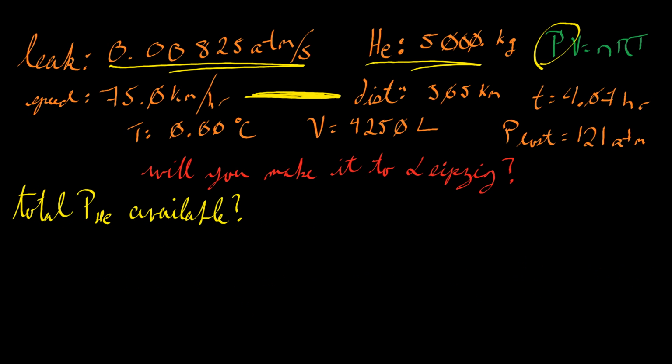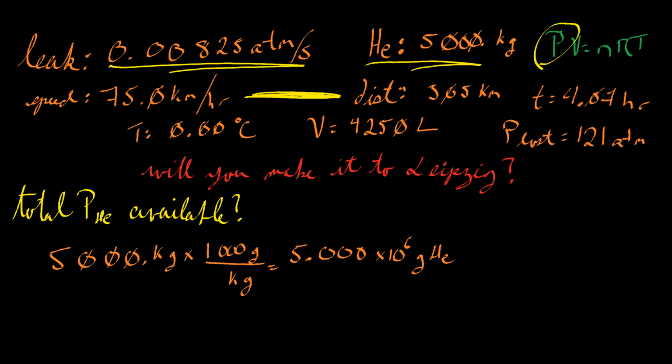Well, first things first, we can't do much with kilograms. I mean, well, we can do a lot with kilograms. We just can't do math with kilograms. Well, we can. We're going to have to. In fact, we're going to have to convert from kilograms to grams because I don't know the molar mass of helium in kilograms. So we convert from kilograms to grams by multiplying 5,000 kilograms by 1,000 grams per kilogram. And that gets us 5.000 times 10 to the 6th grams of helium.